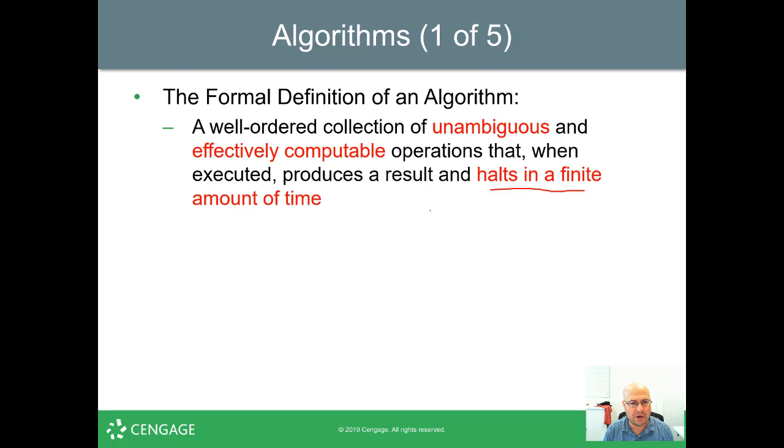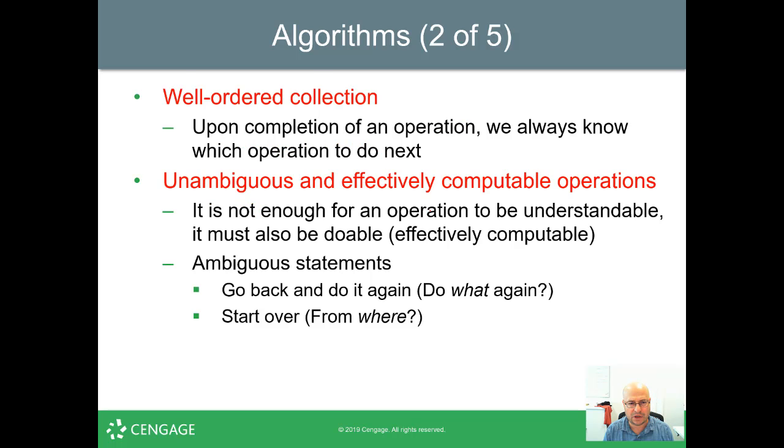All right. So, okay, formal definition of algorithm. It's a well-ordered collection. Upon the completion of an operation, we always know which operation to do next. It should be unambiguous and effectively computable operations. It's not enough for an operation to be understandable. It must also be executable, or doable, effectively computable. If you have ambiguous statements in your algorithm, you have to go back and do it again, right?